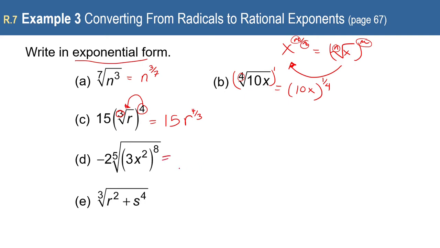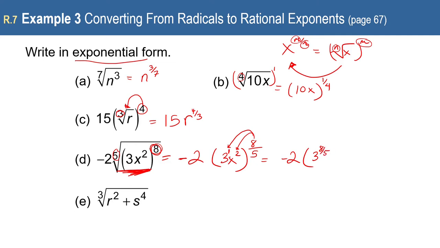For part D, this radical only affects the radicand here on the inside. So the negative 2 has to be in the front. We have 3x squared is now raised to, the numerator has to be 8, the denominator has to be 5. I could simplify this a little bit further by distributing that 8/5 to this exponent of 1 and that 8/5 to this exponent of 2. This is equivalent to negative 2 times 3 raised to the 8/5 power.